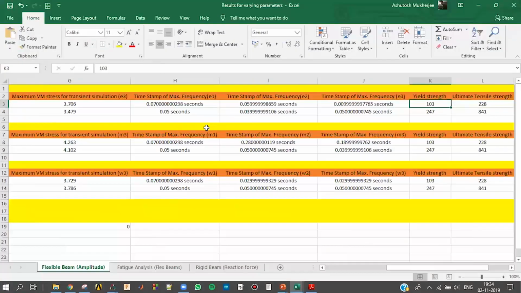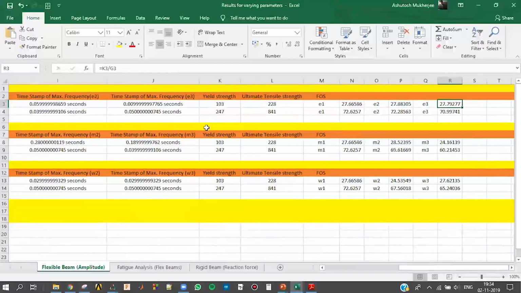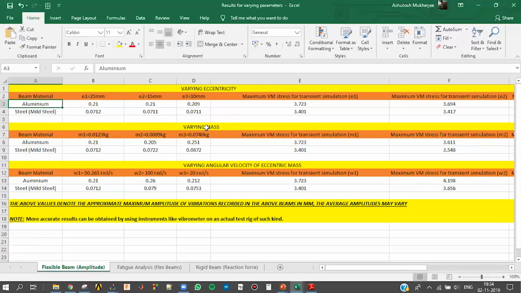And this is the yield strength, this is the ultimate tensile strength, and this is the factor of safety. As you can see, the factors of safety do not look realistic because they are in the order of 20s, 70s. The reason for this is that the dimensions of this model are kind of minute. The dimensions were 1000 mm, which is equal to 1 meter. The thickness was equal to 10 mm in some cases, which is very small.